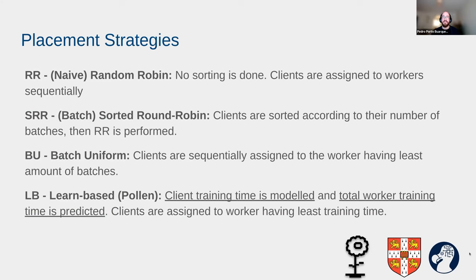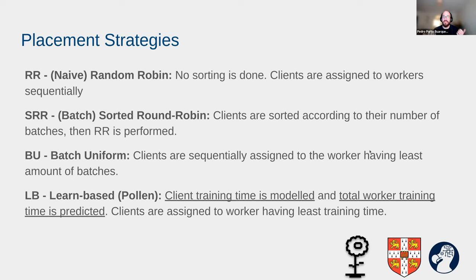Then you have a better version of this, which is the sorted round robin, where you first sort this list based on the number of mini batches that you have to train. So the first two clients, with the largest data sets, will be close together, and they will be sent to different pieces of hardware, different GPUs, so that you're already trying to balance this training based on the data set. Then you have batch uniform, where clients are sequentially assigned to the worker having the least amount of batches.